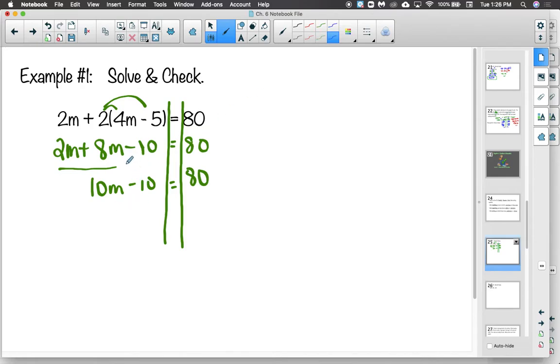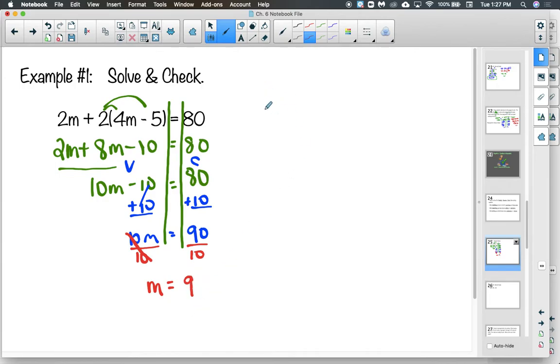So now we need to separate, which means we've got a variable side and a constant side. On the variable side, which term does not belong? That's the minus 10. To get rid of that, we are going to add 10 to both sides to keep it balanced, and we get 10m equals 90. That would be our separate step. Now we have to solve. We've got a 10 here with the variable, so I have to divide by 10 to get the variable all by itself. Do that on both sides to keep it balanced, and we get m equals 9.